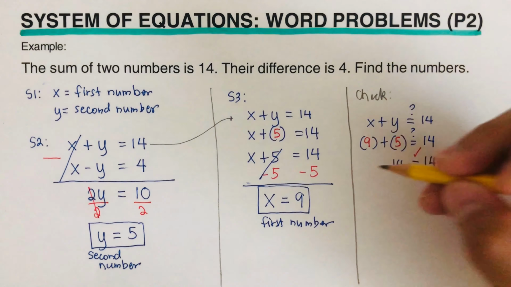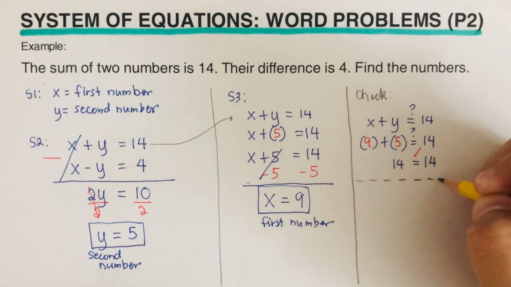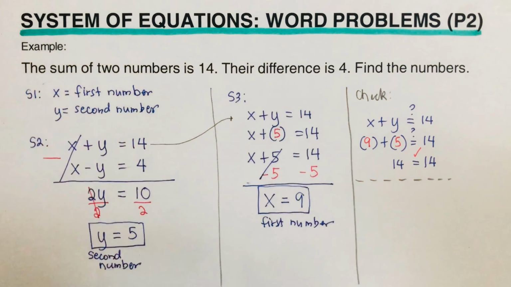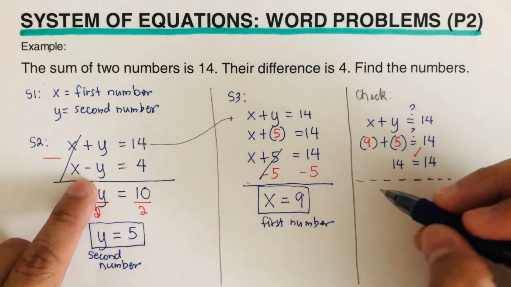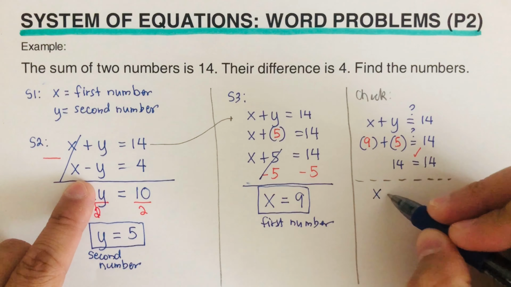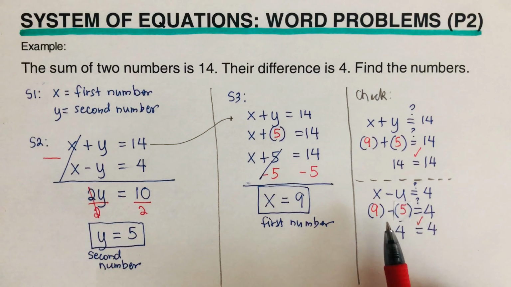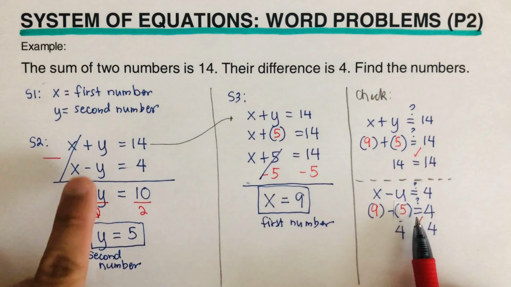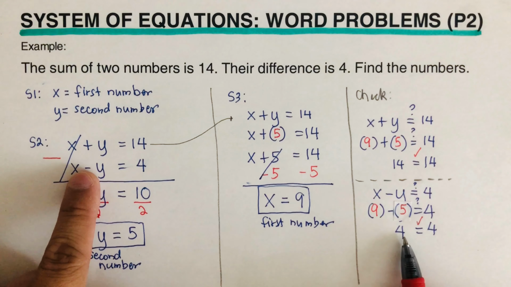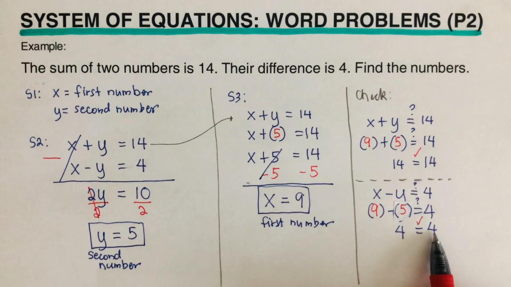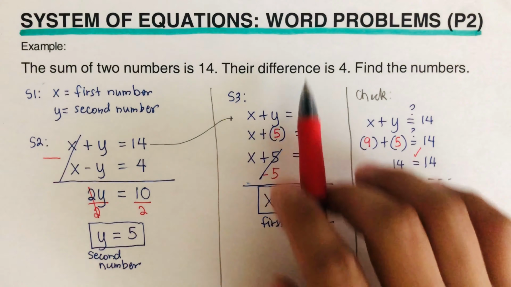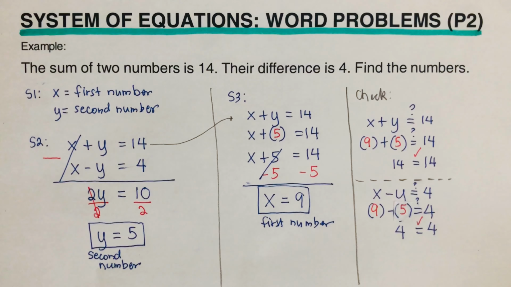Now, let's see if this would work for the other equation as well, which is the difference is 4. So we go ahead and set up the equation. That's the second one right here: x minus y equals 4. What I did here was I plugged in 9 and 5 to the second equation, and we can see that 4 is equal to 4, which means that their difference is actually 4 when we subtract them.